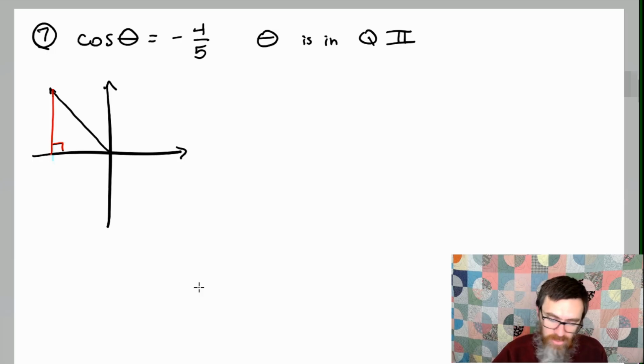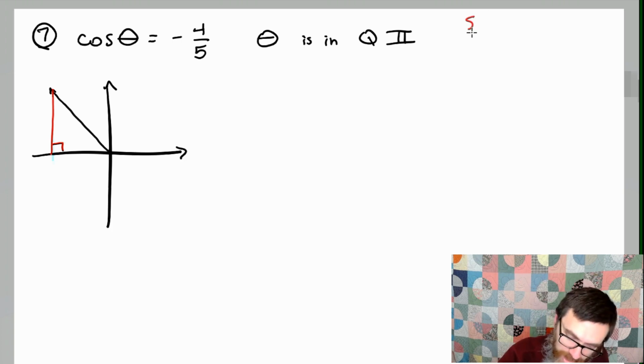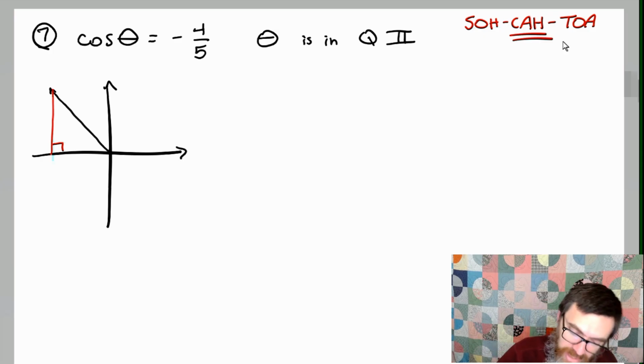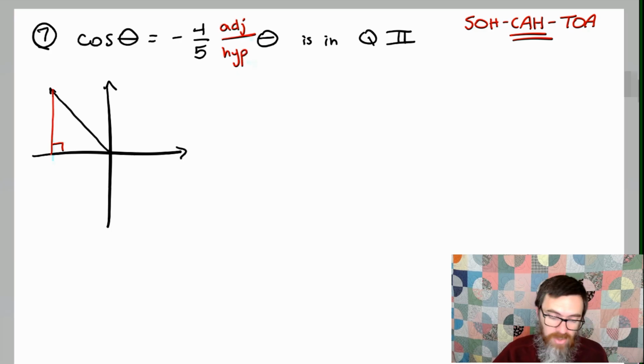Okay. Now, looking at my picture, I know that my x value is going to be negative because I'm going to the left. My y value is positive, and of course my r is always going to be positive. Now remember when we did SOHCAHTOA. At the top of every page, you should probably write SOHCAHTOA. Do that, remember it. So we're dealing with cosine, and that means adjacent over hypotenuse. So let's put that in our diagram.